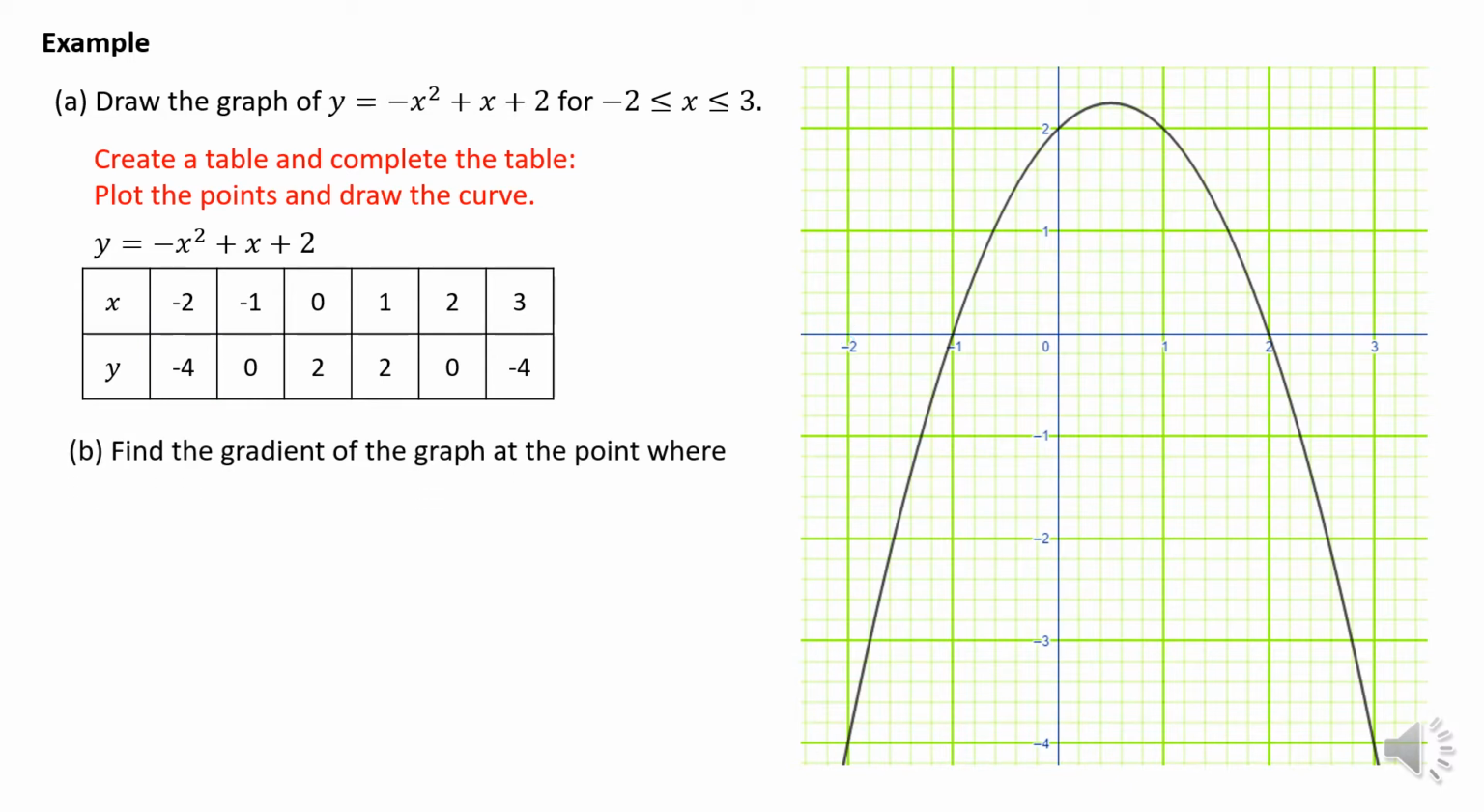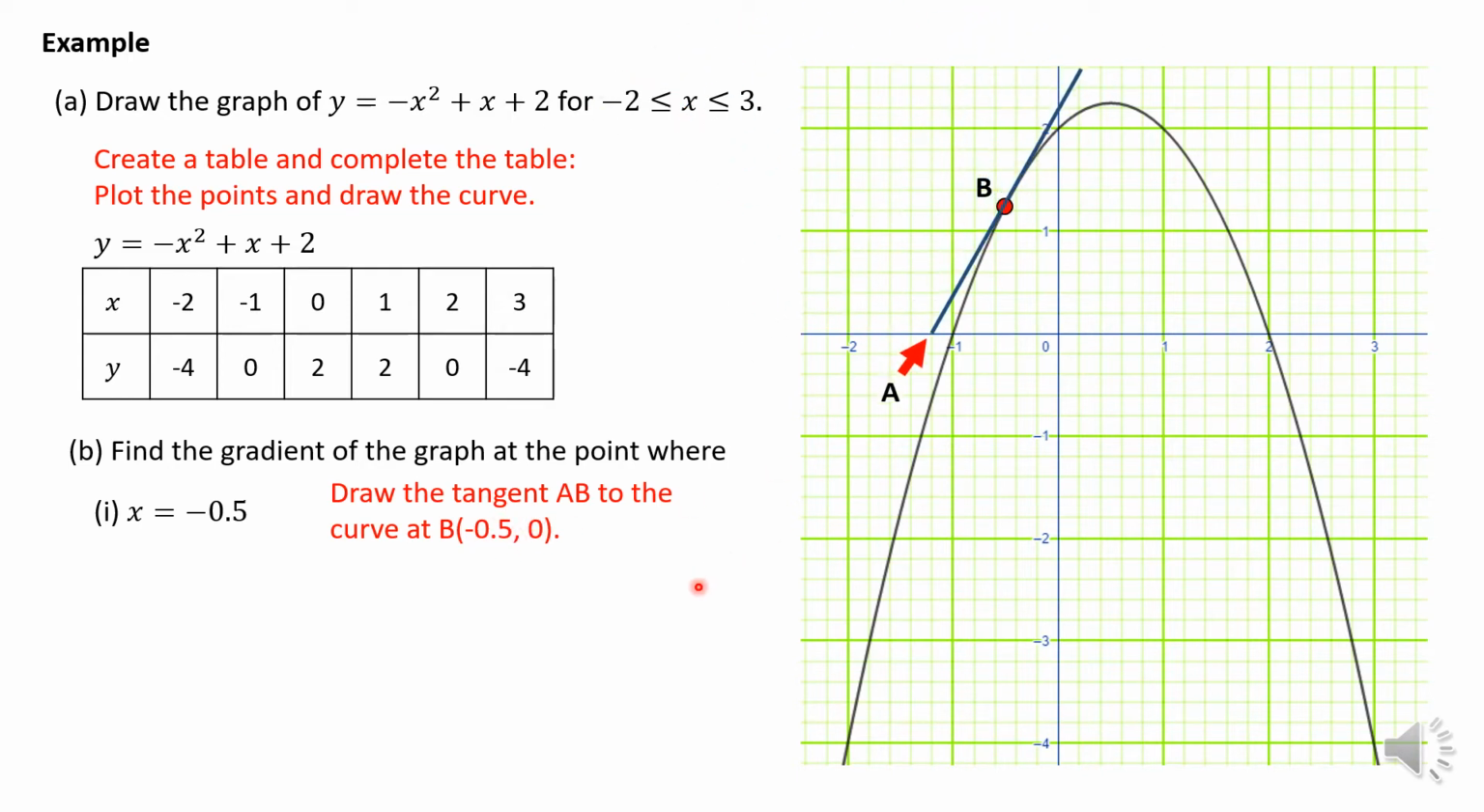Now they are saying we are supposed to find the gradient of the graph at the point where x is equal to -0.5. So -0.5, I bring it in, it's going to be somewhere here, halfway between 0 and -1. So that's the point B I'm referring to. I'm going to draw a line that just touches that. If I draw that line, I use that point and I will just use another point here. It's totally up to you which points you use.